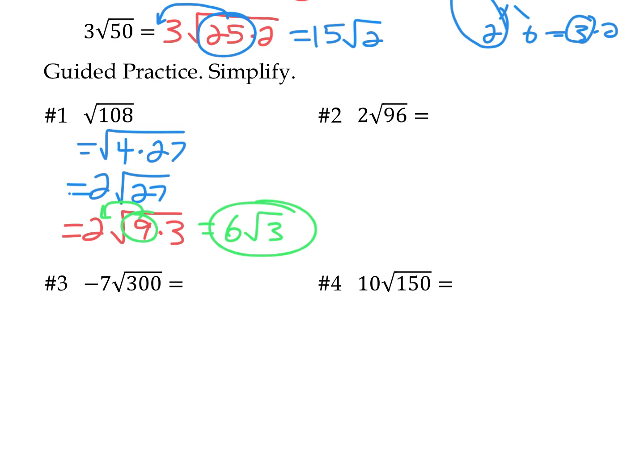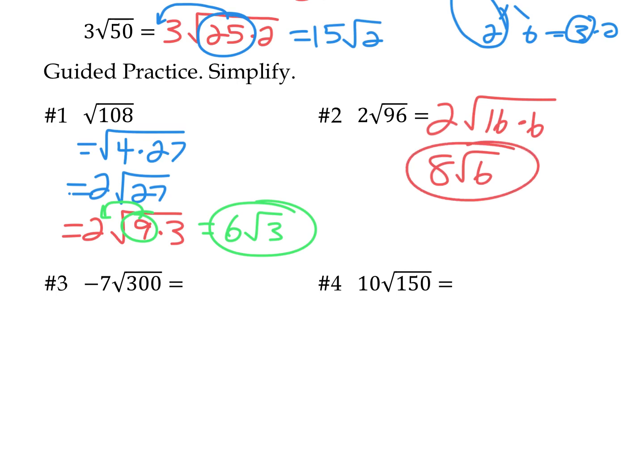All right, the square root of 96. So let's look at that. The square root of 96, this would be 2, and then the square root of 16 times 6. The square root of 16 is 4, so that'd be 8 root 6. And that'd be my answer. Square root of 6 can't be simplified anymore.